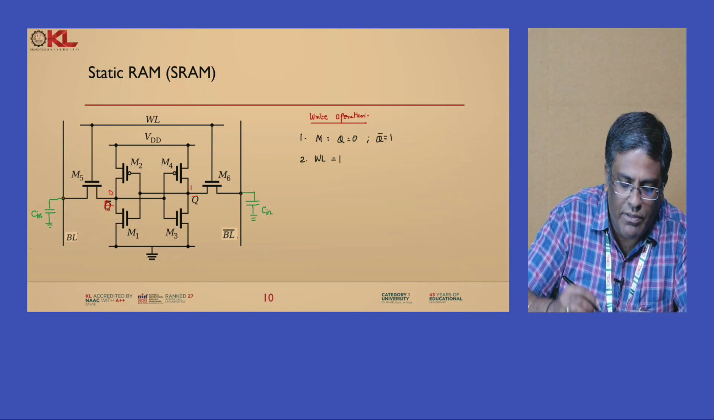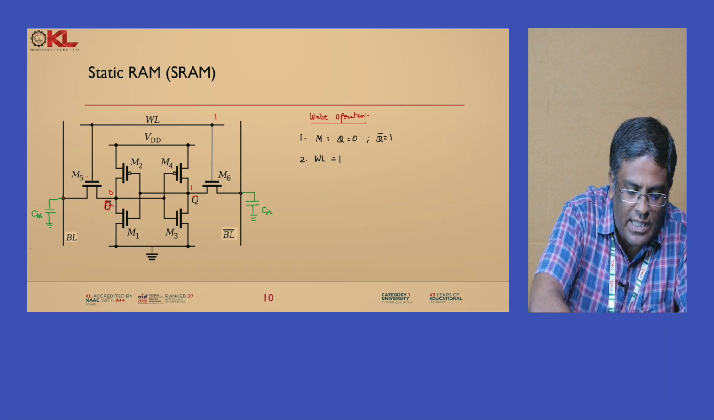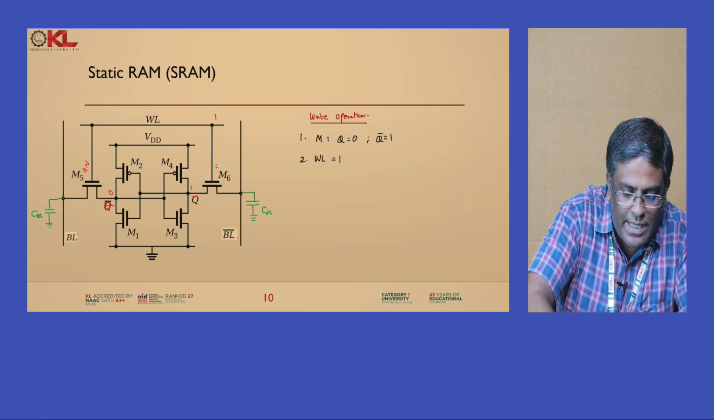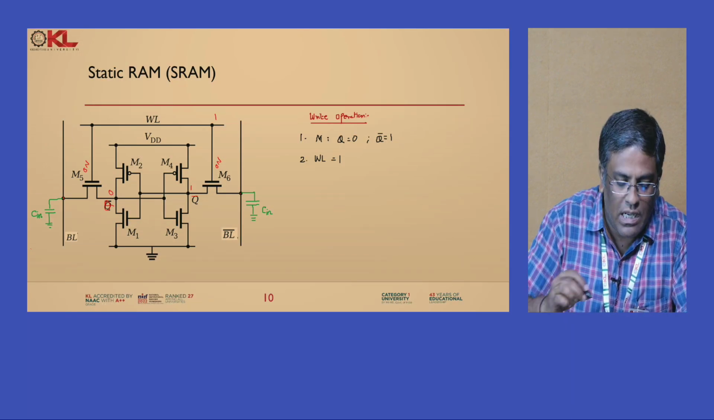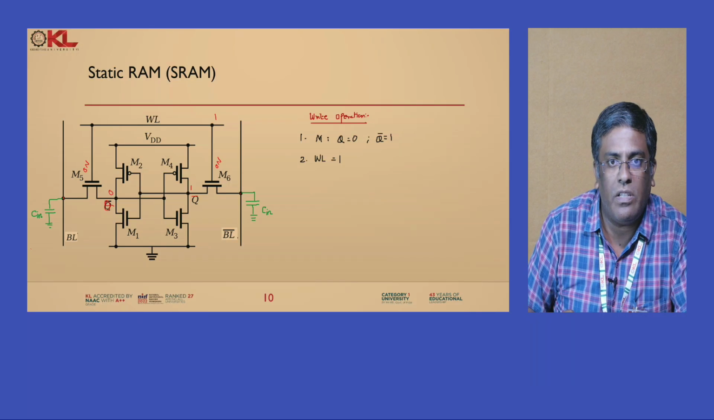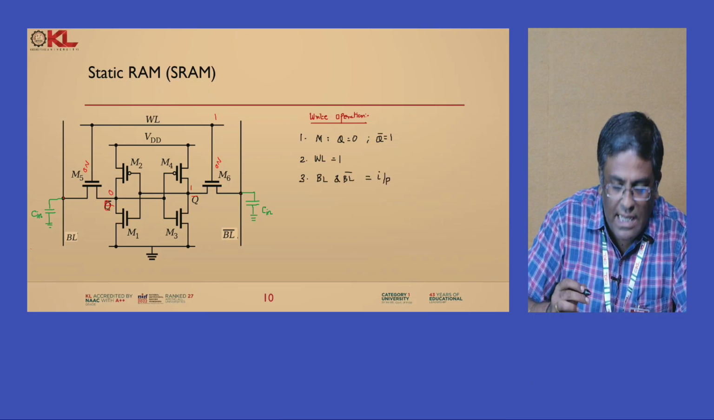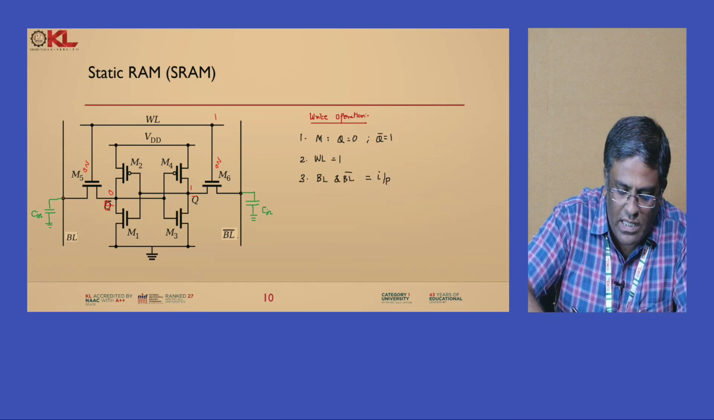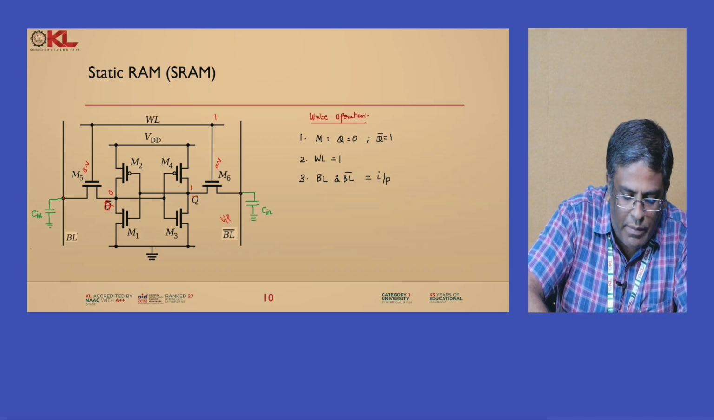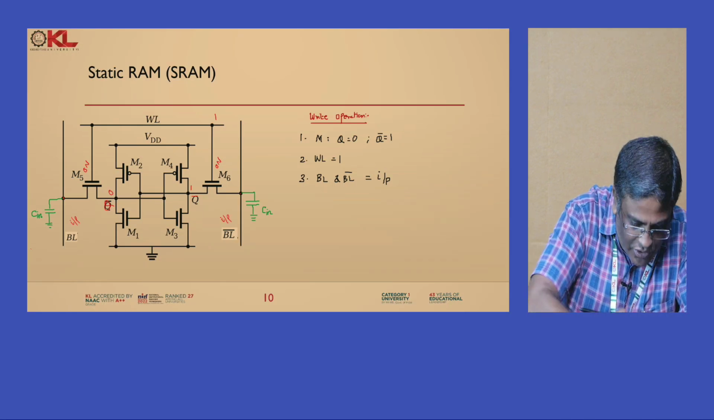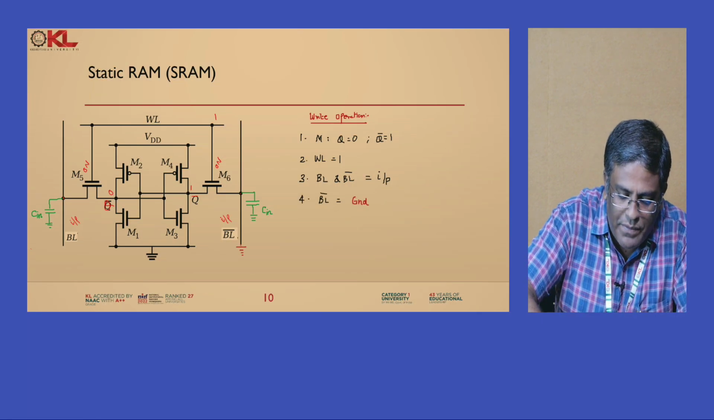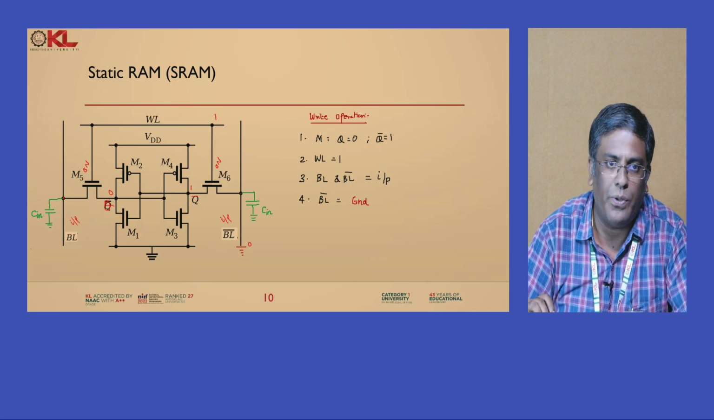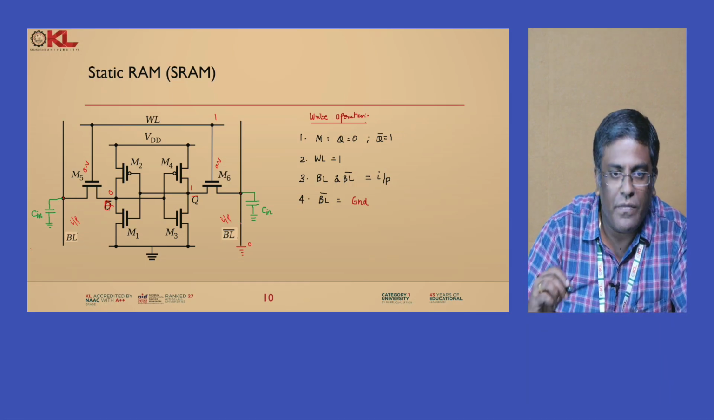And here the WL is equal to 1, so we can say that M5 will be in on condition, M6 will be in on condition, so that the bitline bar can access the latch available in your SRAM. And as in the previous parameters we saw, the BL bar and BL are going to act as inputs, right? Now we make sure that the BL bar is equal to ground. That means it is going to be 0, right?